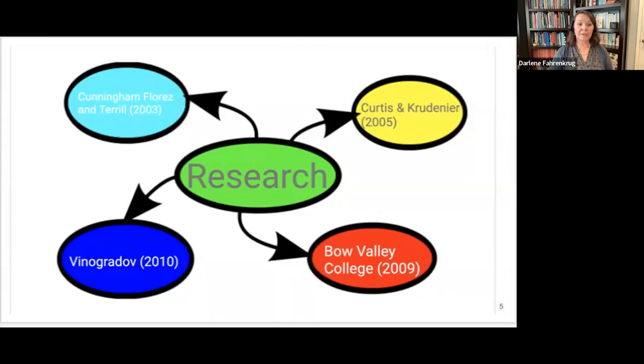From Curtis and Kruidenier, that reading skills instruction includes alphabetics, vocabulary, fluency, and comprehension. And from Vinogradov that a mixture of top-down and bottom-up activities for reading is essential and effective for adult English language learners. And from Bow Valley College, that classrooms fostering a supportive community will develop respect, empathy, and empowerment and lead to increased learner persistence, which is something we all want.